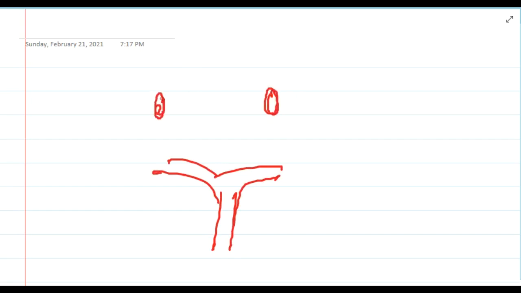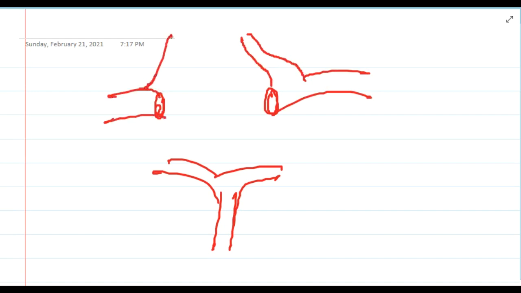Now let us see the occurrence of berry aneurysm. First, there is the basilar artery, which gives rise to two vertebral arteries, and we have the internal carotid artery. Through the internal carotid artery we get the middle cerebral artery and the anterior cerebral artery. The two anterior cerebral arteries are connected by the anterior communicating artery, whereas the posterior cerebral artery communicates with the middle cerebral artery by the posterior communicating artery.